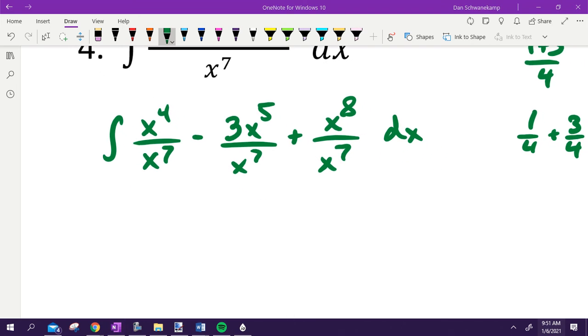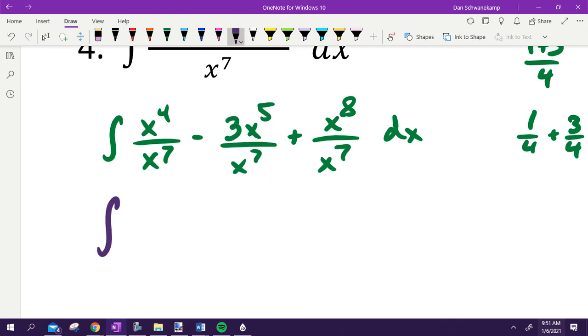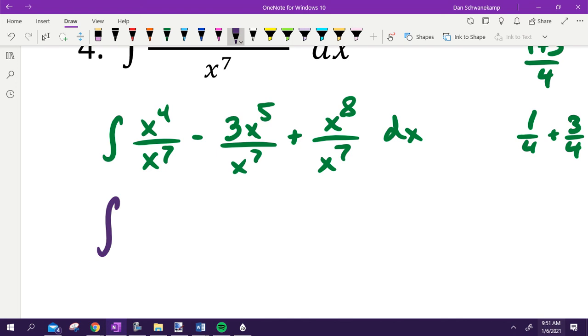I still don't like this. It's still really ugly. There's a whole bunch of x's involved. So let's do one more time and let's try to rewrite it. Okay, so x to the 4th over x to the 7th. How could I rewrite x to the 4th over x to the 7th? X to the 3rd and the 3 is negative. Because that 7 is bigger on bottom, we can subtract the exponents. It's x to the negative 3rd.